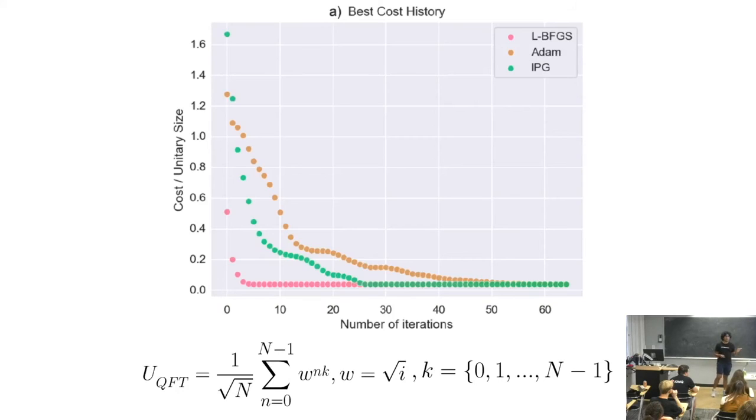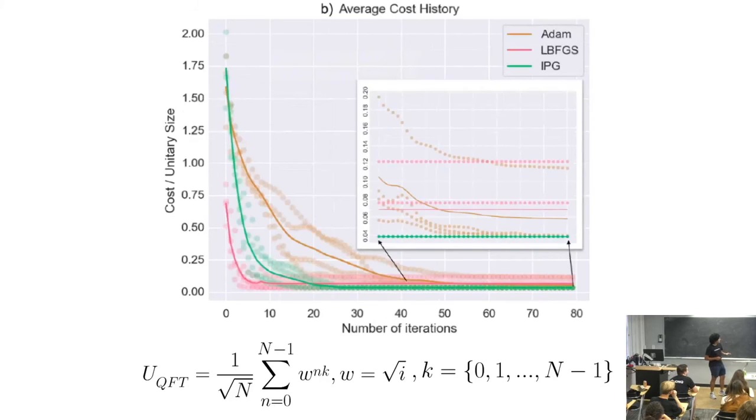But this is for the best case scenario. You won't always start at a random initialization that gets you this level of performance. So then when we average the epochs, so we average multiple epochs of convergence, we find that, in fact, IPG was the most consistent in its convergence. And looking closer, although it's marginal, the cost achieved by IPG is about twice as small as achieved by the next best optimizer as well.